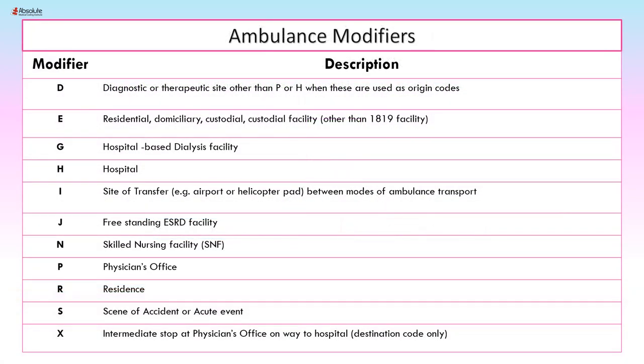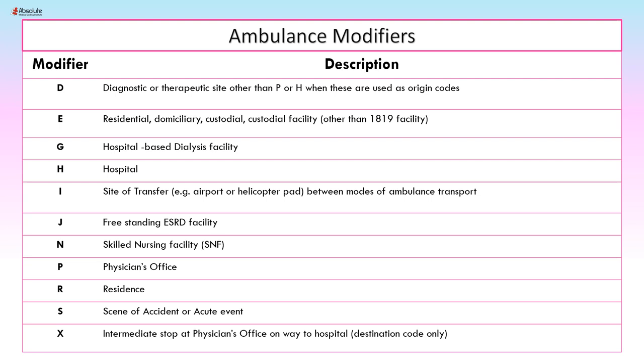And here are the ambulance modifier descriptions. So we have character D. This will indicate diagnostic or therapeutic site other than the physician's office or hospital when these are used as origin codes. E is for residential, domiciliary, custodial facility. G is for hospital-based dialysis facility. H to reflect hospital. I is for site of transfer. Example, this is airport, helicopter pad, between modes of ambulance transport.